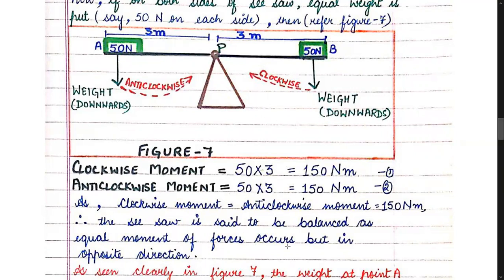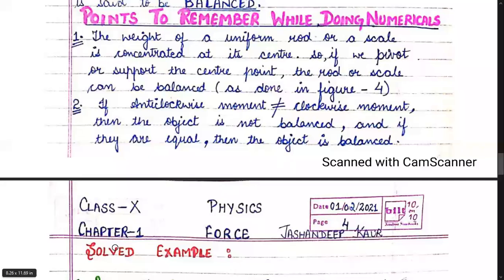since the clockwise moment is equal to the anti-clockwise moment. Now children, before moving further, let us remember the points which we will be using while doing numericals. Point number 1: the weight of a uniform rod or a scale is always concentrated at its center.